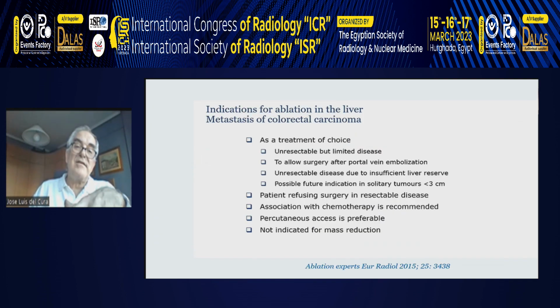Up to date, the official indication for ablation in metastases of colorectal carcinoma follows the statements of the experts of 2015. It is considered that ablation is a treatment of choice in patients with unresectable disease, in patients who refuse surgery, to allow surgery after portal vein embolization, and also as a potential future indication in solitary tumors below 3 centimeters in diameter.